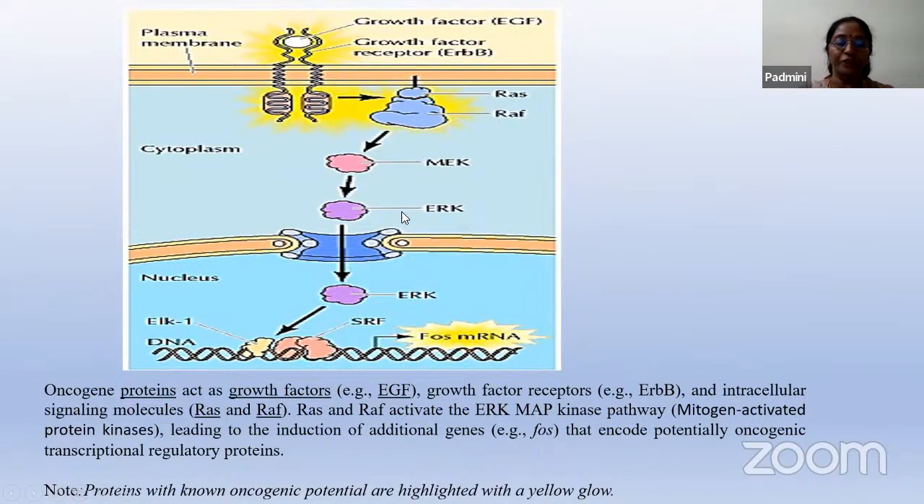The proteins with known oncogenic potential are all highlighted with yellow. So wherever you have this highlighted yellow one, all these are going to form cancer cells in the plasma membrane or in the cytoplasm or in the nucleus over there.